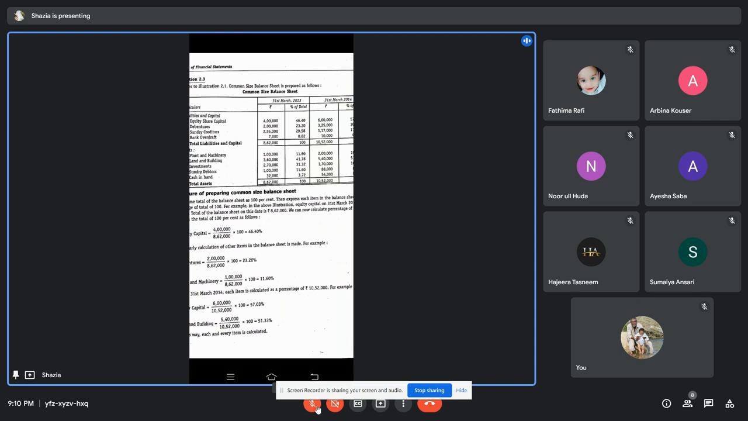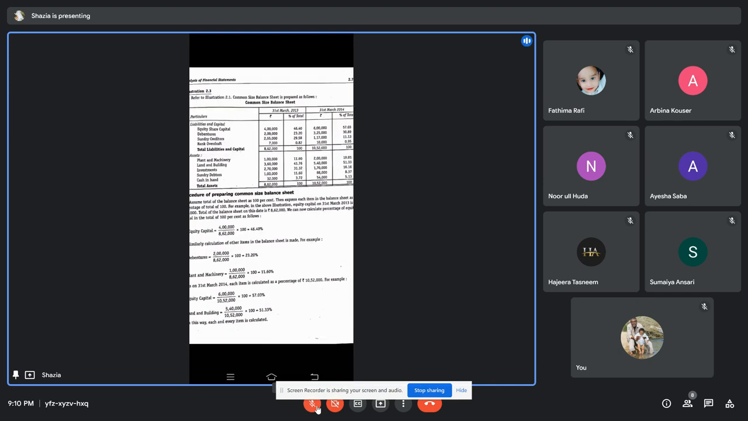Then we got a certain amount. Taking that amount, we took the base year, multiplied with 100, and then we got the percentage. So that was the comparative. But in common size, common means we should take one particular amount, divide each liability with it, and multiply that with 100. When you do that, you will get the percentage.